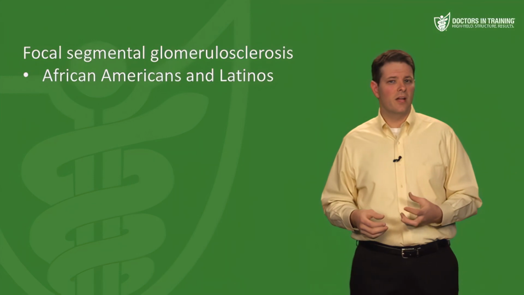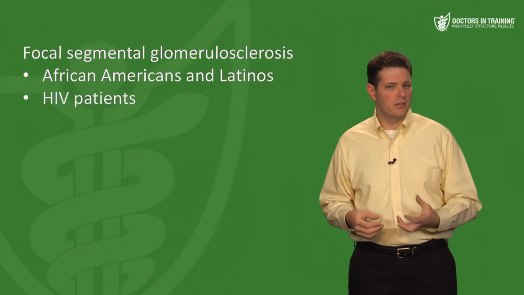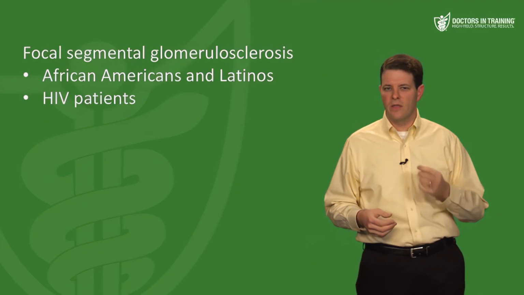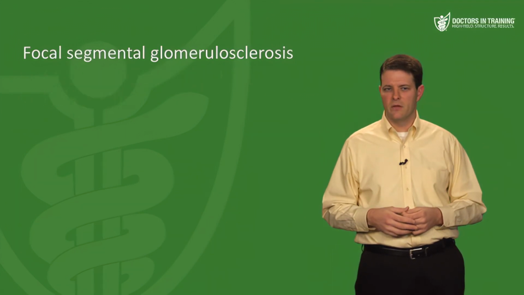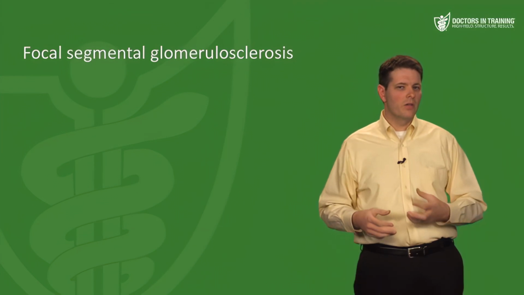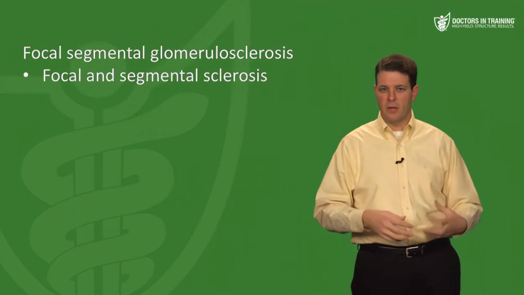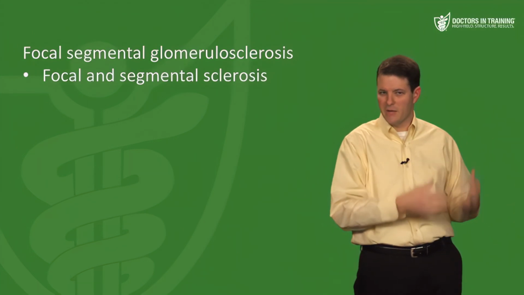Now, the other group that gets a lot of FSGS is HIV patients. Definitely know that one. So if they give you an HIV positive patient with nephrotic syndrome, think about FSGS. So what are you going to see on biopsy? Well, you see sclerosis that is focal and segmental. It's focal segmental glomerulosclerosis. Again, the name kind of gives it away.